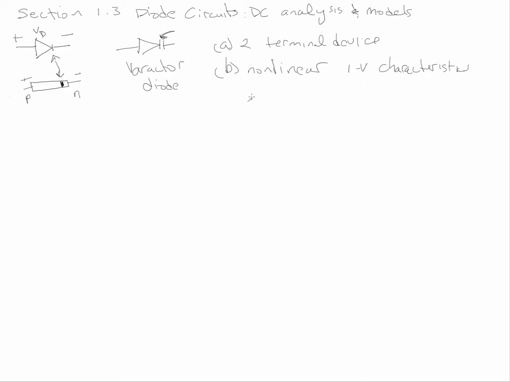Okay, remember that formula for the diode current. It was ID equals the reverse saturation current times e to the VD over VT, that's the thermal voltage, minus 1. And so this is a nonlinear equation. For a resistor, you have V equals IR, which is linear. So you can say I is equal to V over R. So it's a linear relationship between I and V.